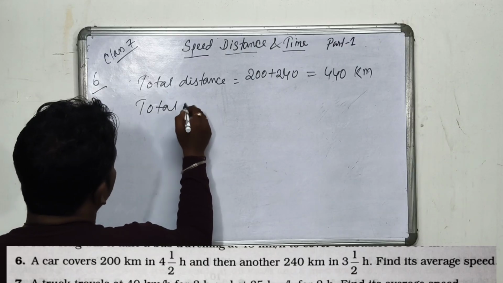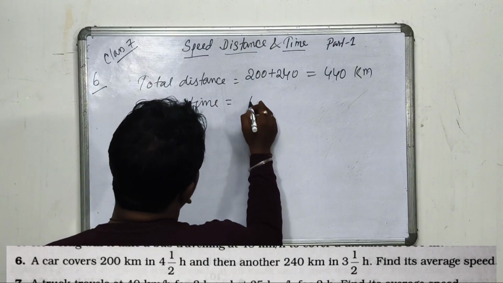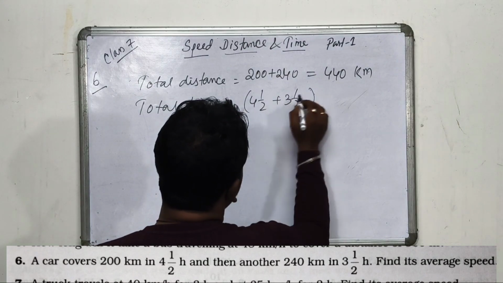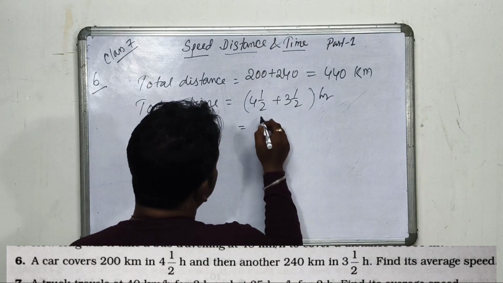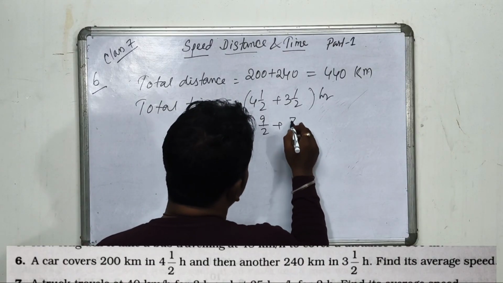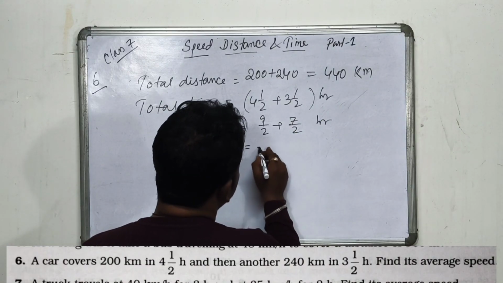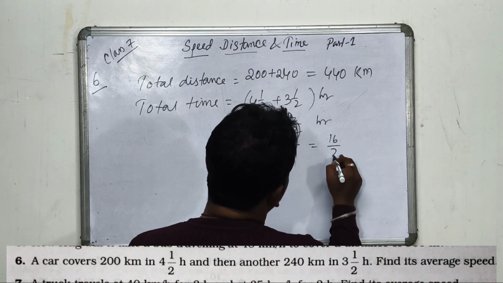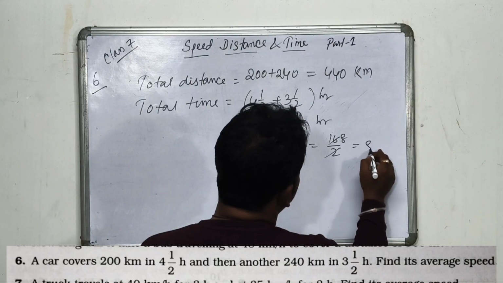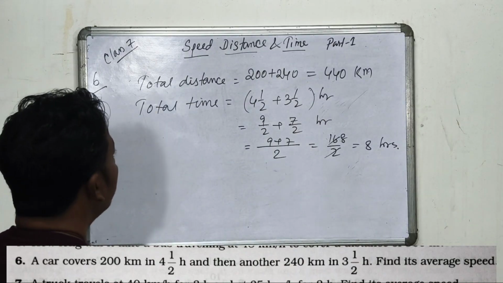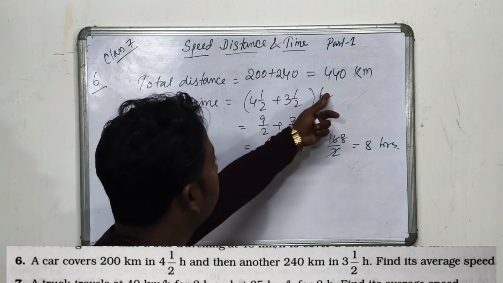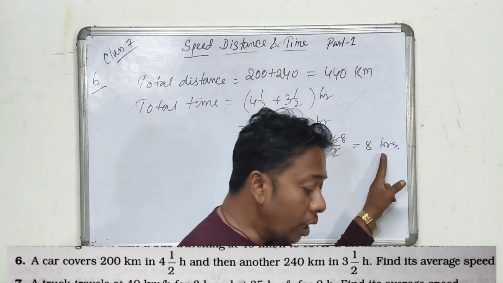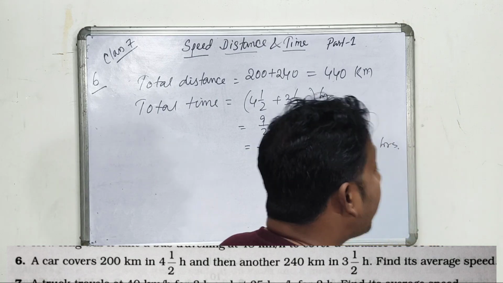Total time is equal to 4 1/2 hours plus 3 1/2 hours, that is 9/2 plus 7/2 hours, that is 16/2, and 2 eights are 16, that is 8 hours. Okay, so we got the total distance, that is 440 kilometers, and total time, that is 8 hours. Now the question is asking to find its average speed.